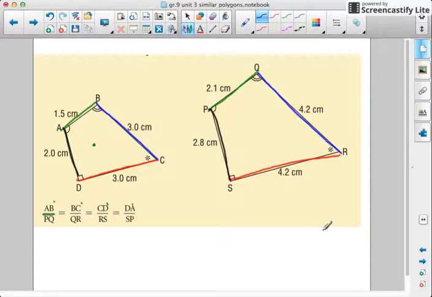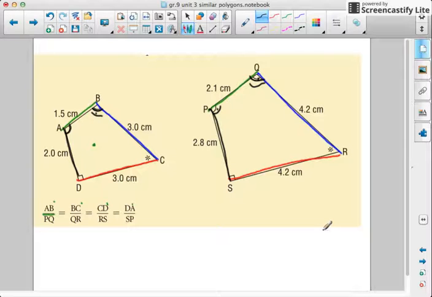Now you can see by the markings and the angles that the corresponding angles are also equal. They're not all the same, just A has to match up with P on this one, B has to match up with Q on this one, and so forth for all of them, for it to be a similar polygon.